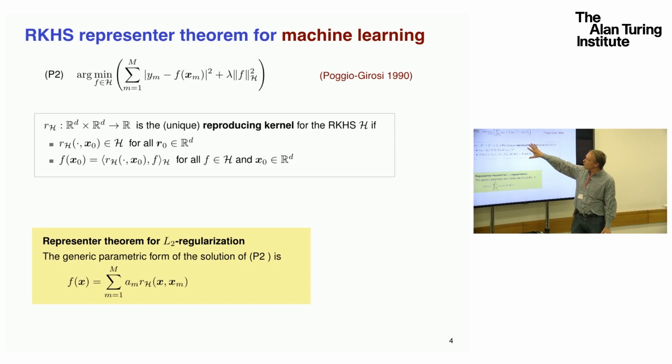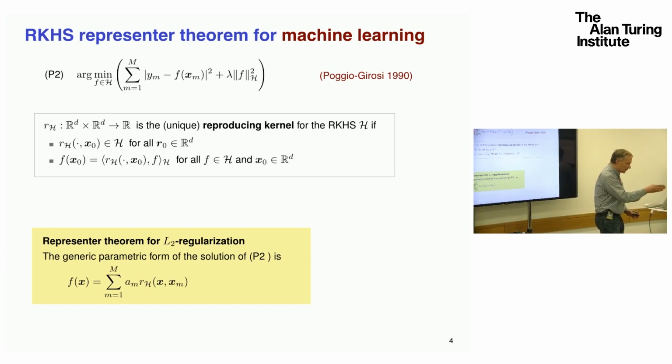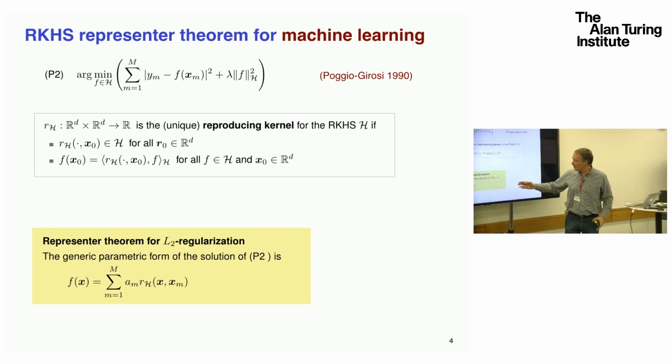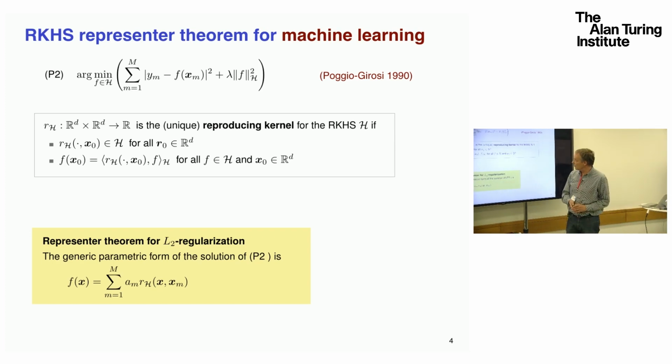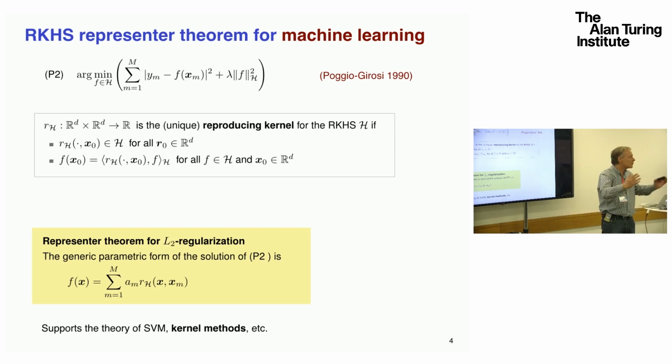So then it can be shown, this is the representer theorem, that the solution of that type of problem is a linear combination of this kernel. And here is the output variable of the function f. What's important here is that the data, where it sits, tells you where to put your kernels. For example, those could be Gaussian kernels. Now, this supports all the classical theory of support vector machines, kernel methods, kernel PCAs, etc. There's a huge literature on kernel methods.